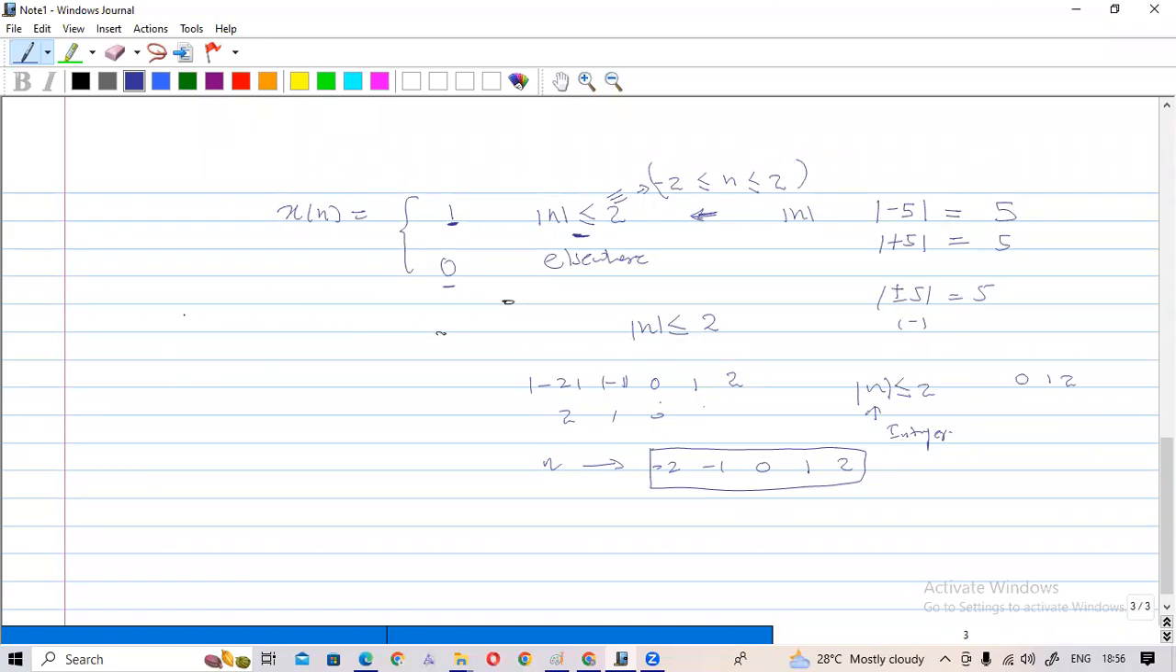So if I am going to draw this discrete time signal, you have n and you have xn. n should be minus 2, minus 1, 0, 1, 2. For these n values, xn is equal to 1.